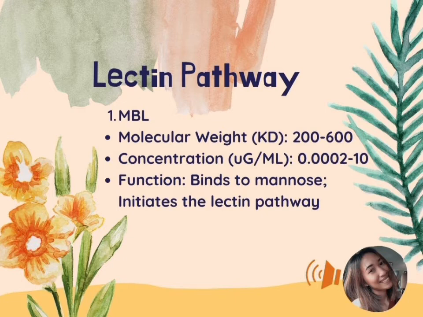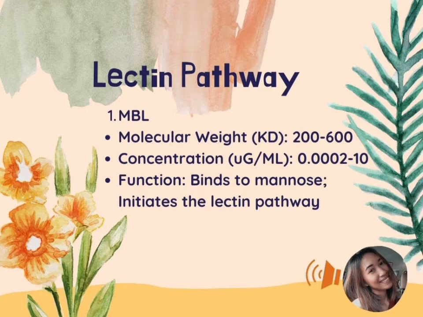Molecules distinct to the lectin pathway include mannose binding lectin or the MBL, MASP1, and MASP2. It acts as an opsonin through binding to the collectin receptor on phagocytes, and also activates the complement system, leading to the direct killing of pathogens.